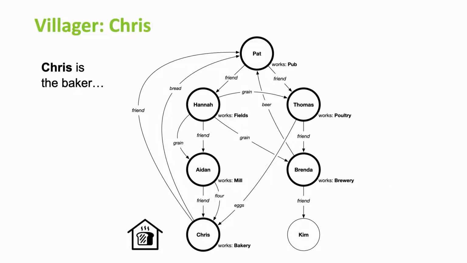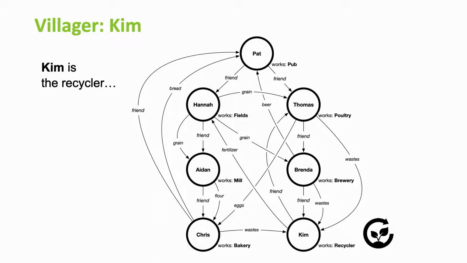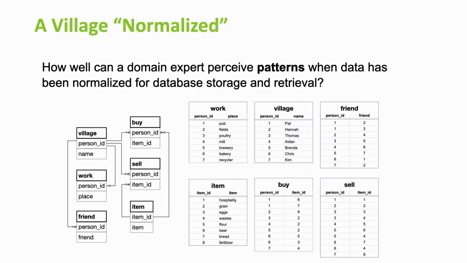And then Chris, Aiden's friend, buys eggs from Thomas and buys flour from Aiden's mill and produces bread. Chris works the bakery. And of course, this bread is sold to Pat, who runs the pub. And then there's Kim, Brenda's friend. Kim works the recycler, and Kim buys organic waste from Thomas and from Brenda and Chris and makes fertilizer to sell back to Hannah. So we had a graph that we described there.